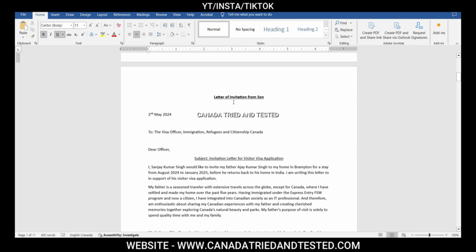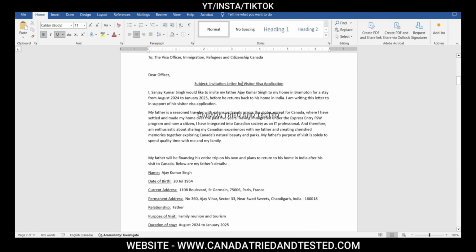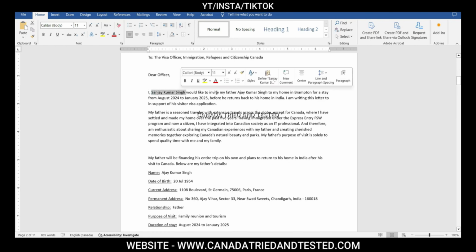Let's come to the letter of invitation, and here the heading clearly mentions who is the invitee, date, and to visa officer, Immigration, Refugee and Citizenship Canada. And then it says invitation letter for visitor visa application. I, the invitee name, would like to invite my father's name.